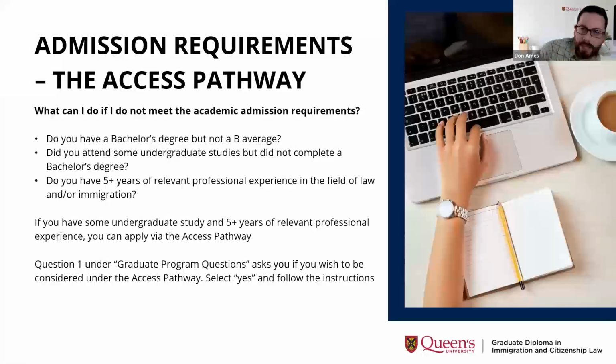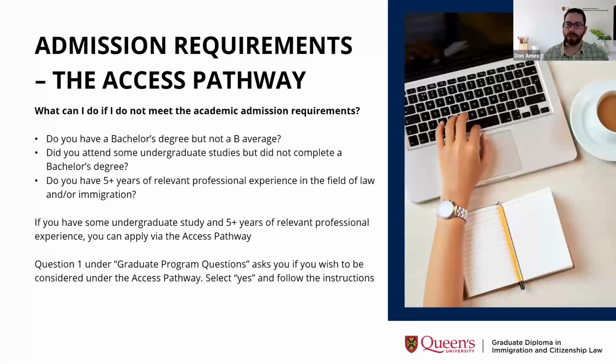The final thing I want to mention before we open up to questions is the access pathway. So this is a pathway for individuals who don't quite meet the academic admission criteria. This means that you have some undergraduate study. Perhaps you completed a bachelor's degree, but you don't have that B average, or you maybe finished 2 years of an undergraduate, maybe even 1 year, maybe a single term. You didn't finish it. You have some grades. It didn't go great. But then you went to another program. Maybe you completed a paralegal diploma at a college.